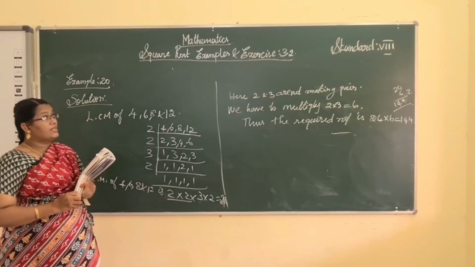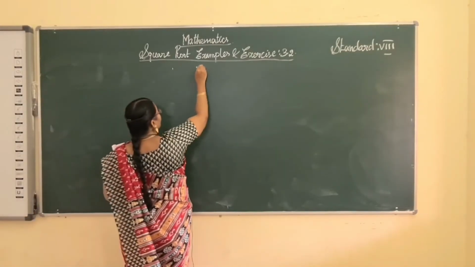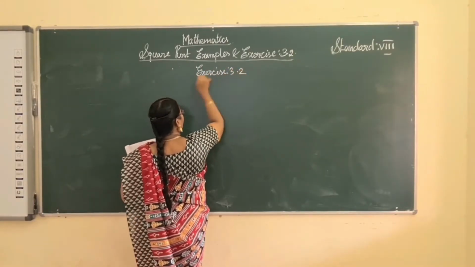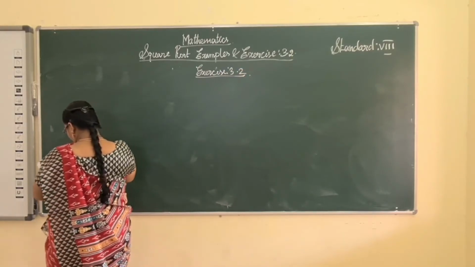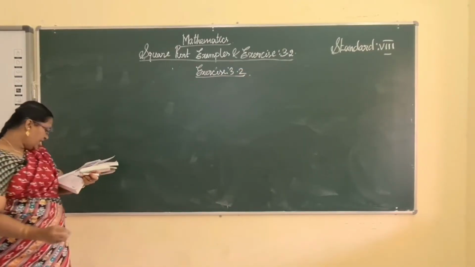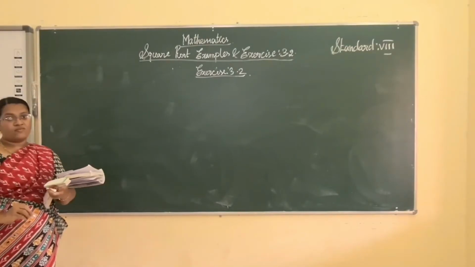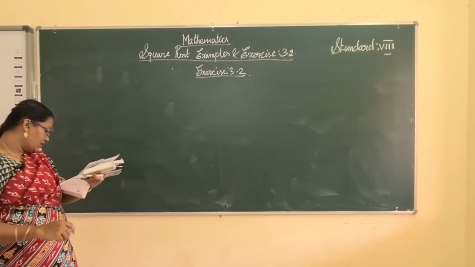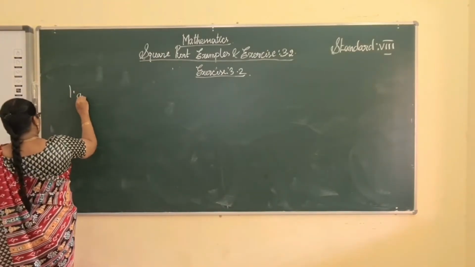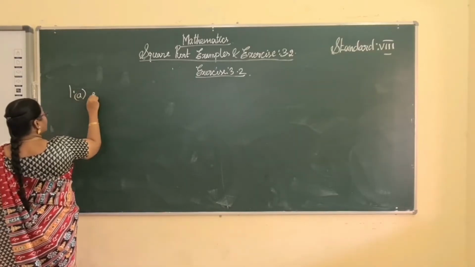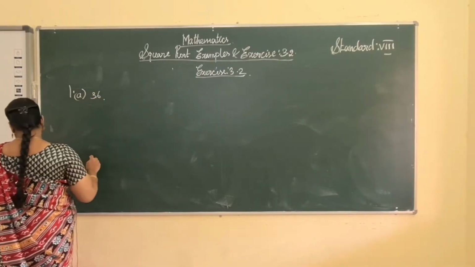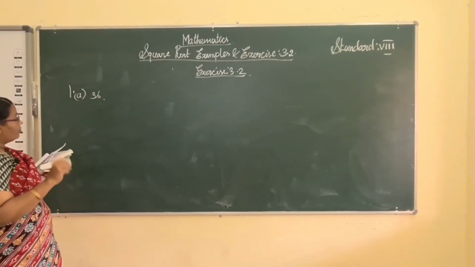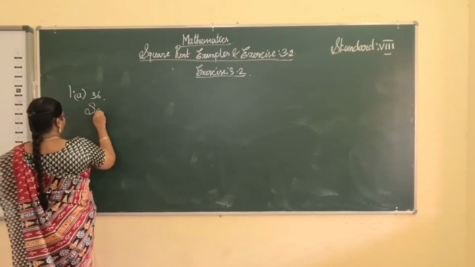Now see the exercise 3.2. First problem. Find the square root of the following numbers by successive subtraction. See the first problem. The first option A is 36 is given. So successive subtraction. So what do we do? Subtract the odd numbers from the given number. Okay. Solution.